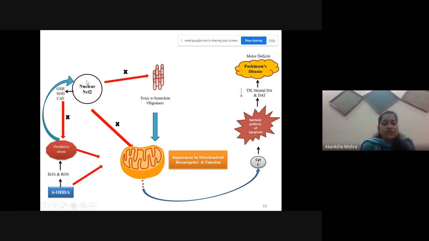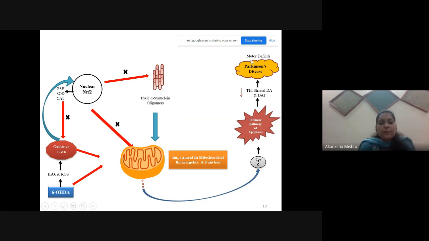Here I have attached one more factor, that is nuclear NRF2. What happens when oxidative stress happens in the body? Naturally, nuclear NRF2 gets activated, and it causes the release of the antioxidant system that includes various enzymes, for example SOD, catalase, and reduced glutathione. These three enzymes make the antioxidant defense system, and it decreases the oxidative stress. When oxidative stress is decreased, mitochondrial dysfunction will itself be decreased, and by following this cycle, Parkinson's disease may be cured.